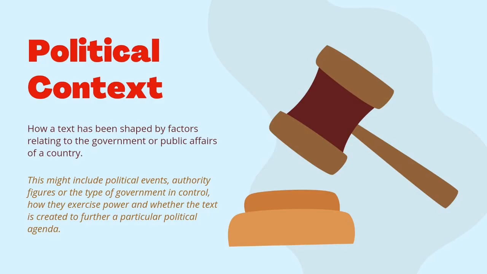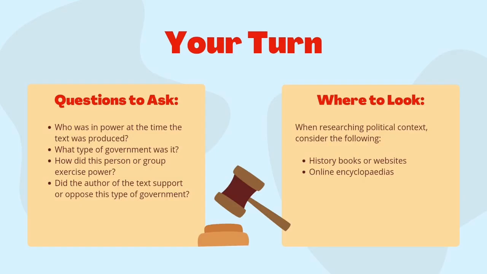Political context. How a text has been shaped by factors relating to the government or public affairs of a country. This might include political events, authority figures, or type of government in control, how they exercise power, and whether the text is created to further a particular political agenda. Bunch of questions for political context.